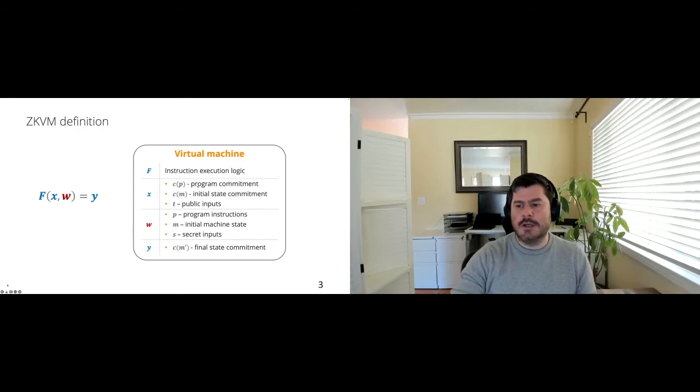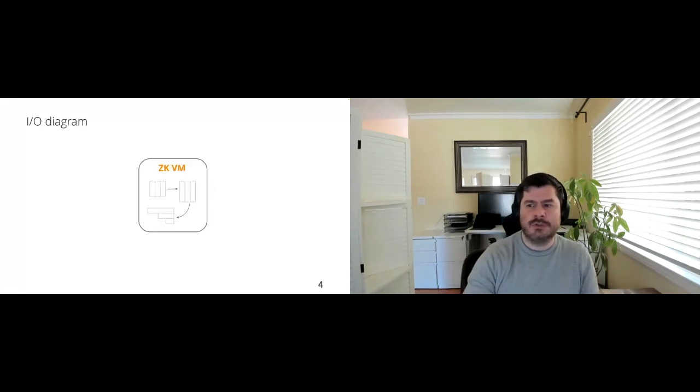In terms of the witness itself, we can actually provide the program as a witness, so as a secret input. We can also provide the initial state of the machine as a secret input. And we could also have some secret inputs if we needed to, let's say signatures that don't need to be shared with the verifier. And then the output of the VM is the final state, or actually a commitment to the final state of the VM.